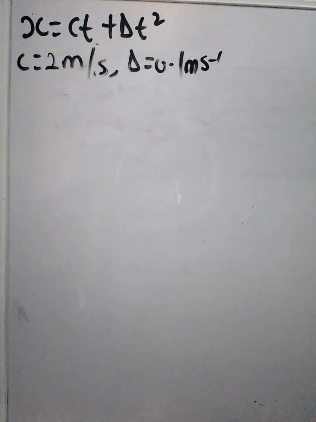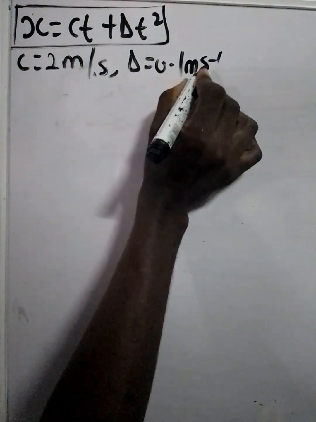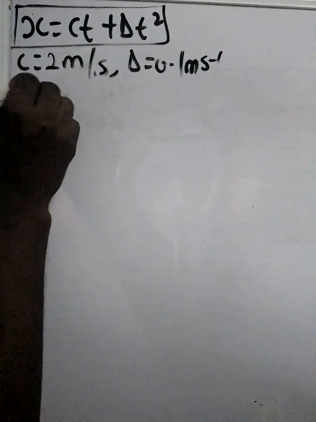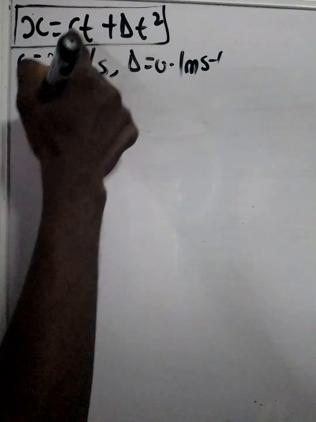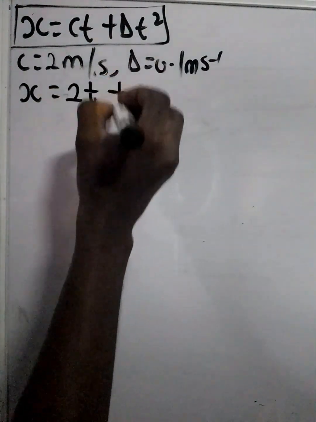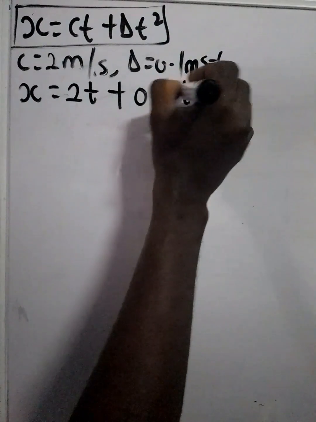So as you can see, you are given s is ct plus dt squared, where c is 2 meter and d is 0.1 meter. So what are you going to do? Let's just try to replace it. s is equal to what? c is 2, and I have t, plus d is 0.1, and I have t squared there.